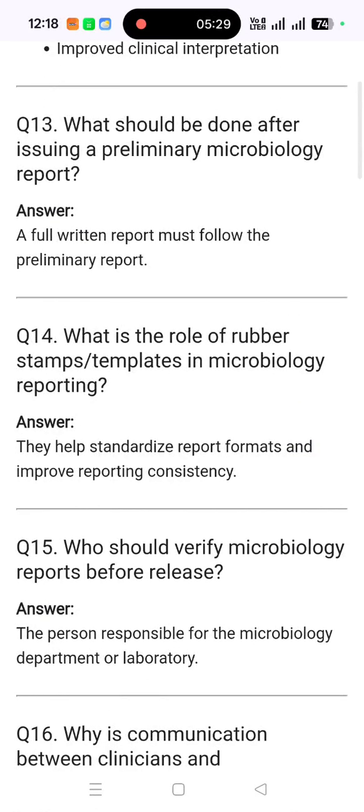What should be done after issuing a preliminary microbiology report? A full written report must follow the preliminary report. Preliminary report is that which you can send to the clinician so that he can take action urgently, and then once your report is finalized, a properly well written report can be sent as the final report.